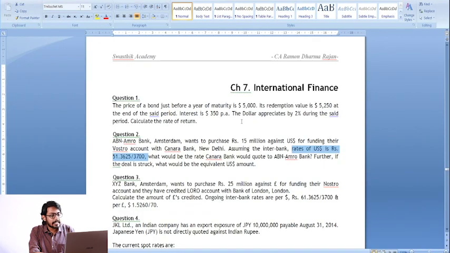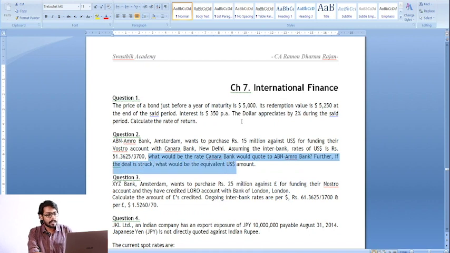What would be the rate Canara Bank would quote to ABN AMRO Bank? Further, if the deal is struck, what would be the equivalent US dollar amount? Okay, so what is required? What would be the rate Canara Bank would quote to ABN AMRO? So what is the rate for this transaction? Further, if the deal is struck, what would be the equivalent US dollar? That is required. Now, keeping that in mind, let's read the question once again.